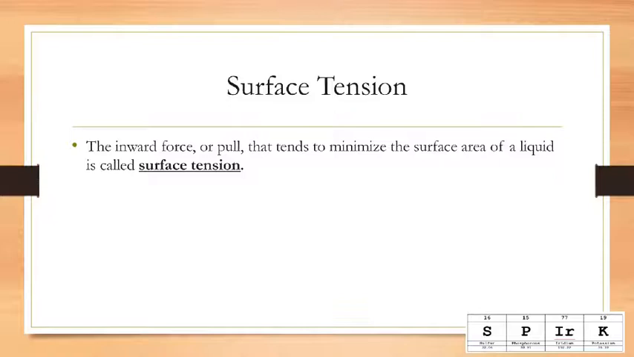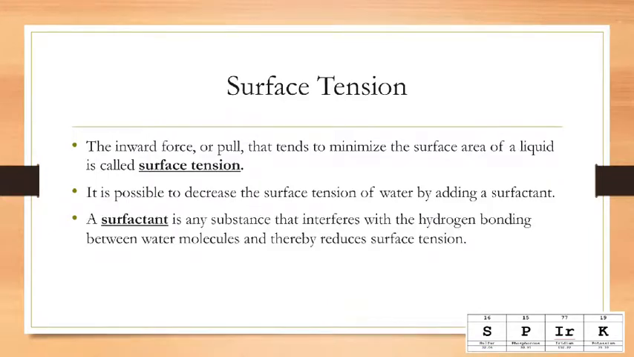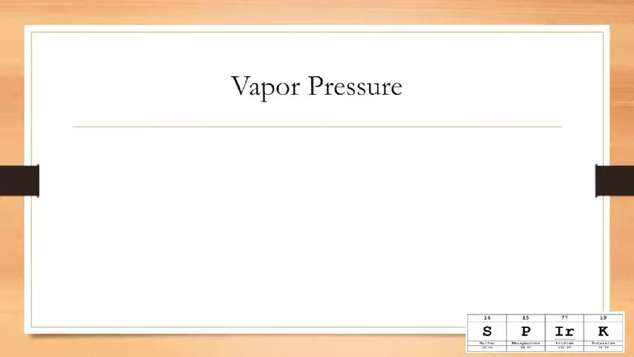Water has a much higher surface tension than most other liquids. It is possible to decrease the surface tension of water by adding a surfactant. A surfactant is any substance that interferes with hydrogen bonding between water molecules and thereby reduces the surface tension. Things like soap and detergents are our common surfactants.